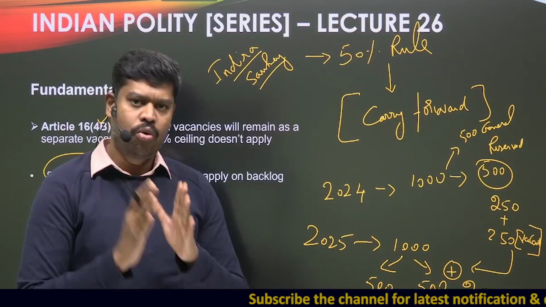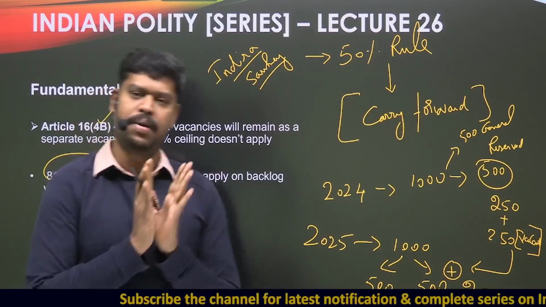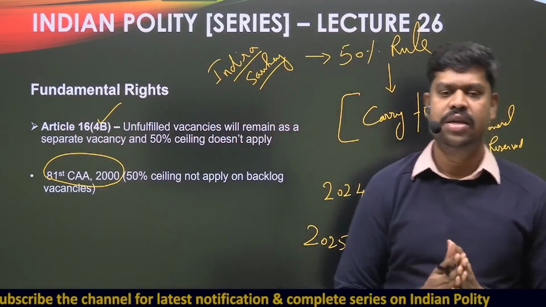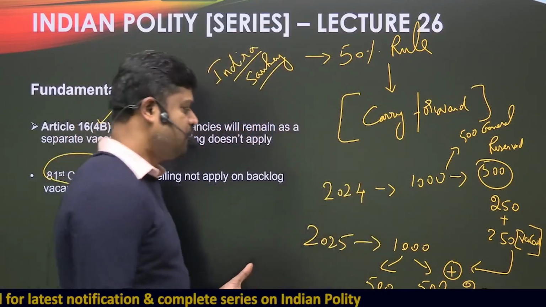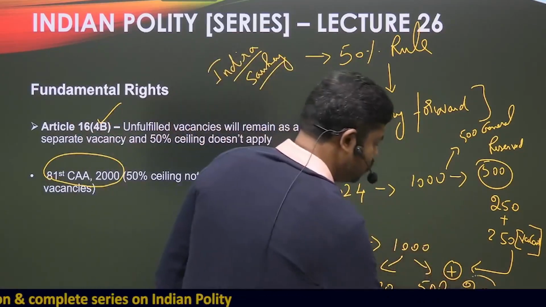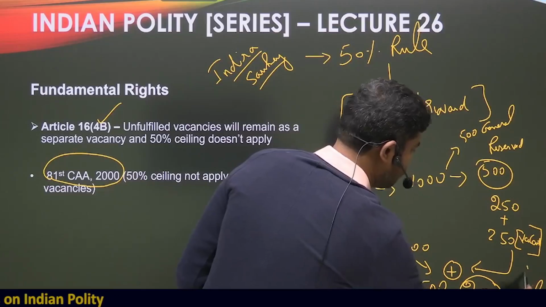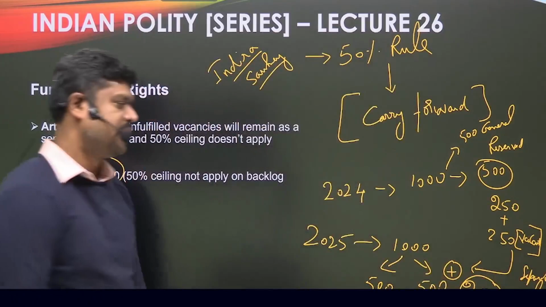So, in order to avoid this particular ruling given by the Supreme Court, the Parliament amended the Constitution. They inserted a new article, Article 16 Clause 4B, wherein they said that the unfulfilled vacancies will not be merged with the vacancies of a given year. This will remain as a separate class of vacancy. It is a separate class. We will not merge this with the other vacancy.